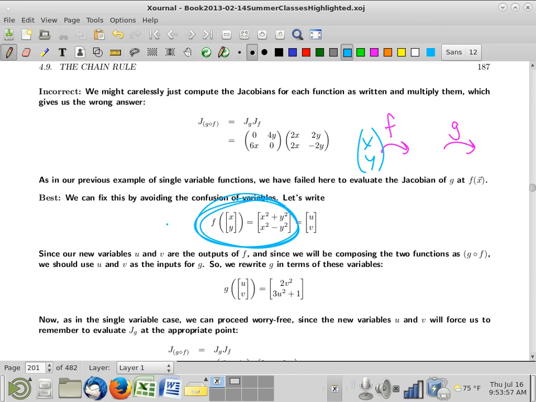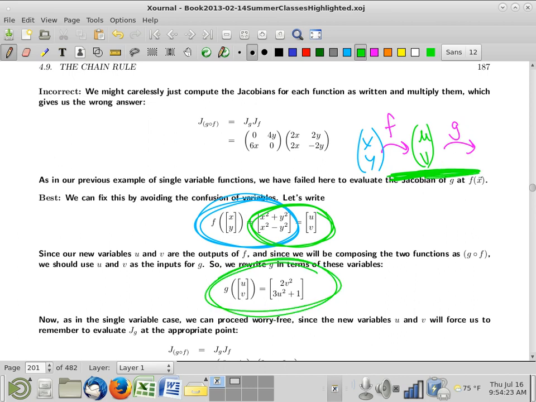I need to give a name to what comes out. Arbitrarily, it doesn't really matter, I'm going to call those outputs u and v. So what's coming out of the f function, I decided to call u and v. Because I'm composing these two functions, what comes out of the f function has to be what goes into the g function. So that tells me I need to rewrite g, same function now, just in terms of these other dummy variables, u and v. I picked them arbitrarily. So this is the same g function, just written with respect to different variables.